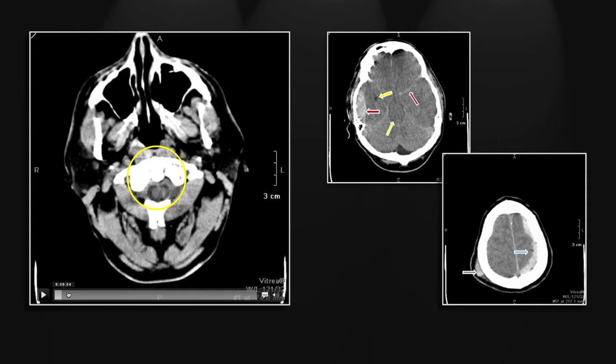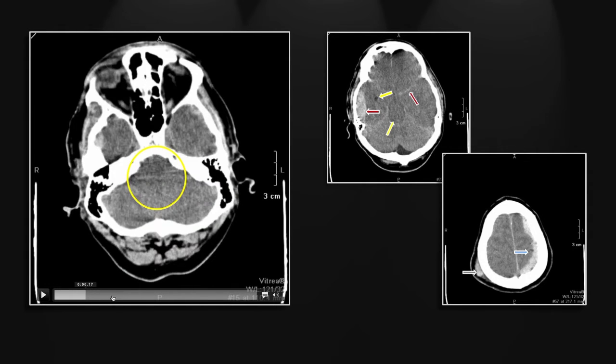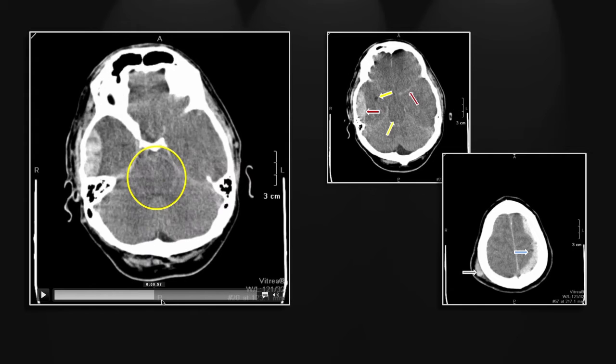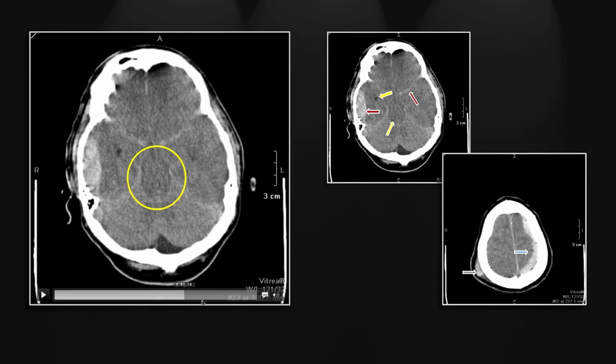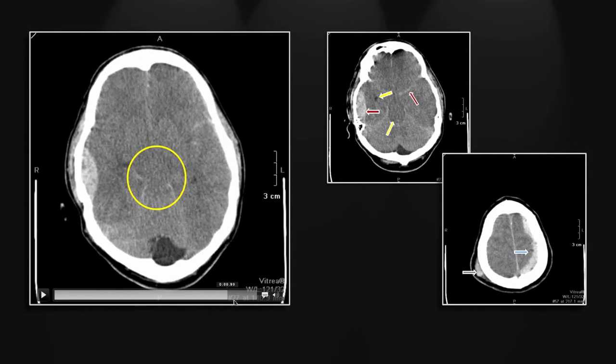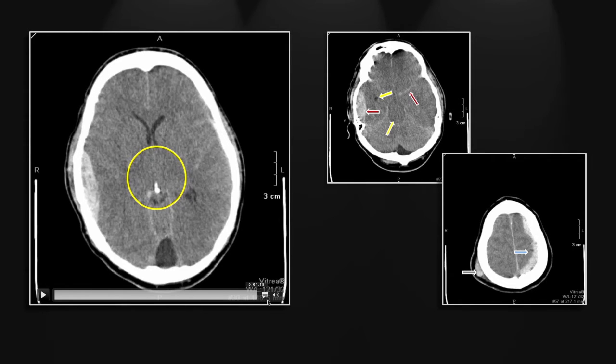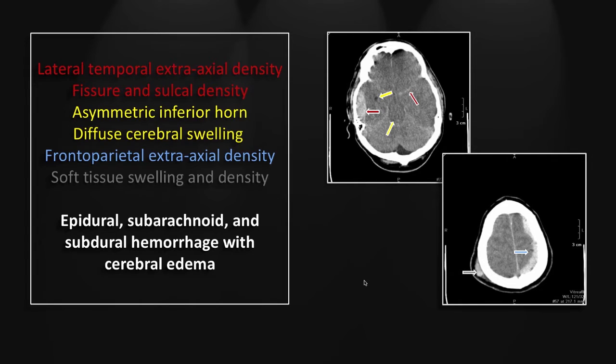On the cine images, you can appreciate the hypodensity of the brainstem and the absence of the basal cisterns, all denoting severe cerebral edema and extensive brain injury. So that is a case of mixed intracranial hemorrhage with extensive cerebral edema.